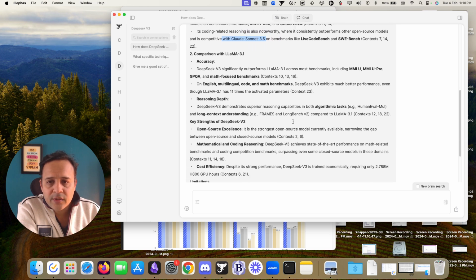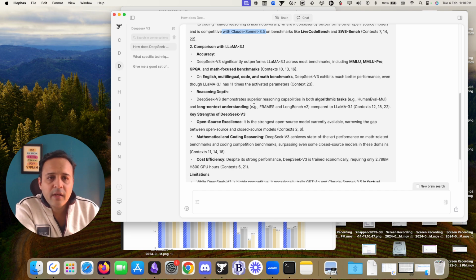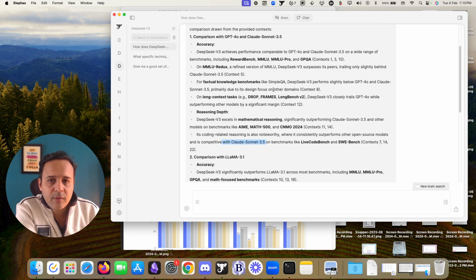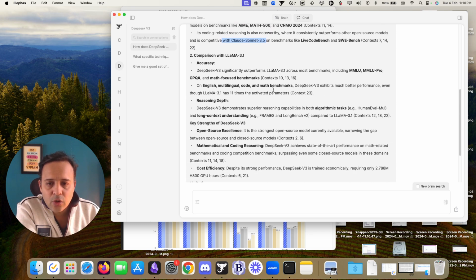So now this gives us a bunch of data insights around its accuracy and performance. This is good. Open source excellence: it is the strongest open source model currently available.